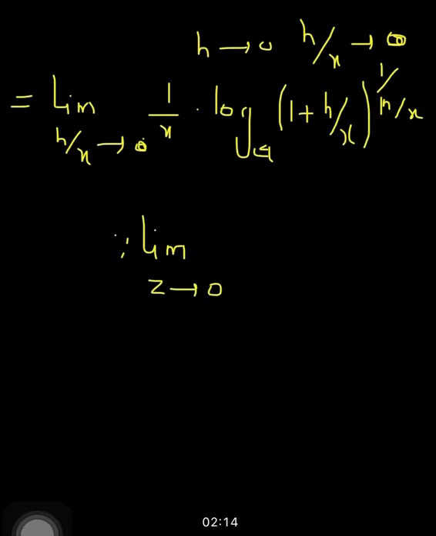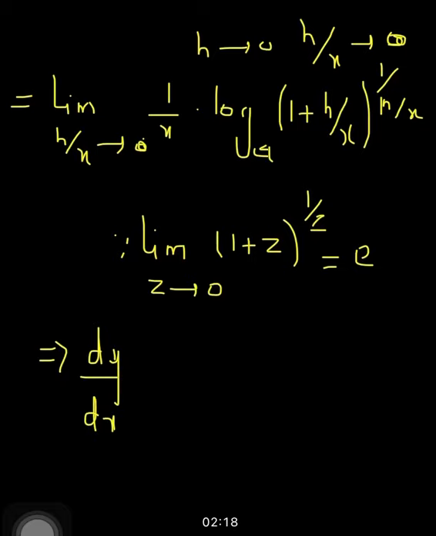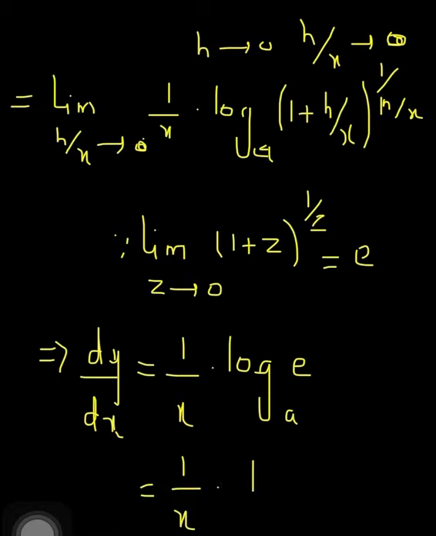We know that the limit as z approaches 0 of 1 plus z to the power 1 over z is always equal to e. So putting the value here, dy over dx equals 1 over x as it is, because this is the constant, and log base a, and in the place of this function, when the limit is applied, the result is equal to e. So 1 over x as it is, log base a as it is, and in the place of this I can write e. So e is here.